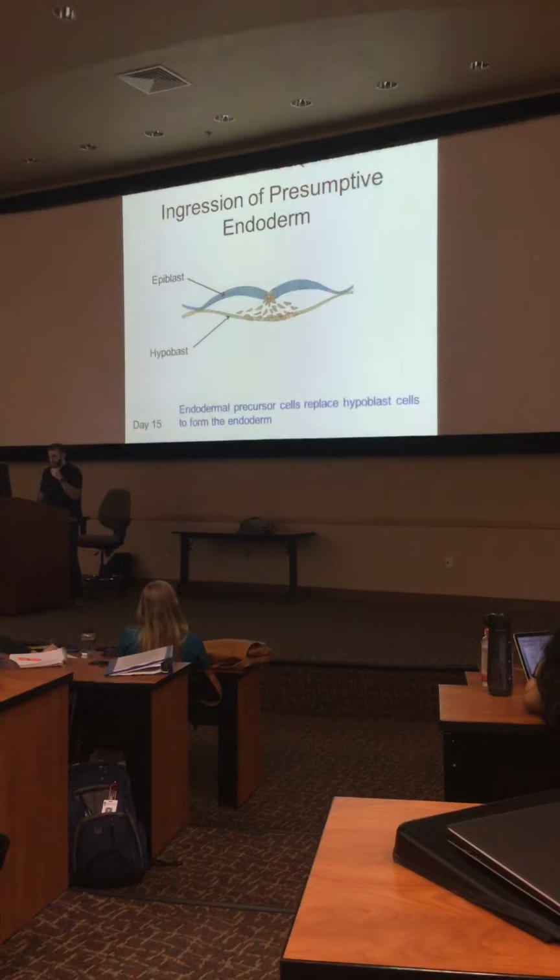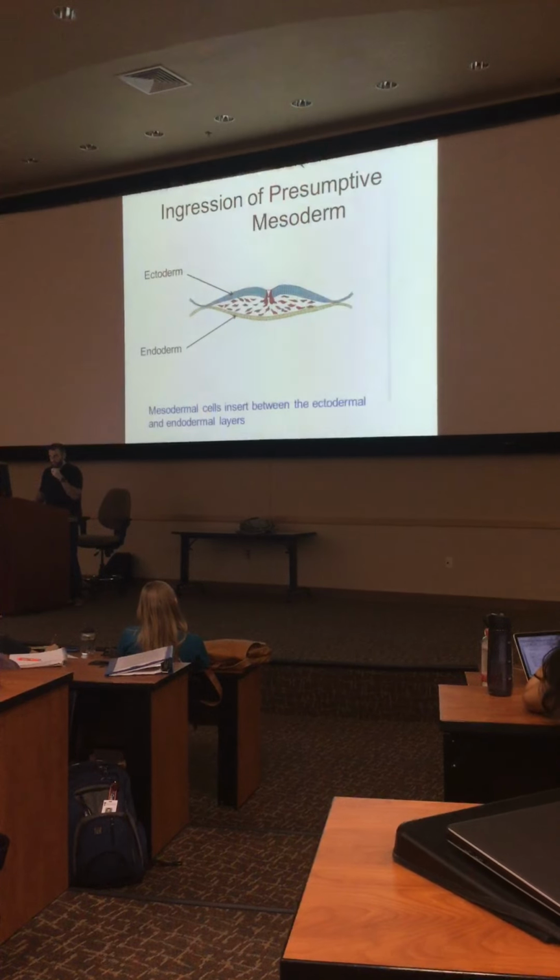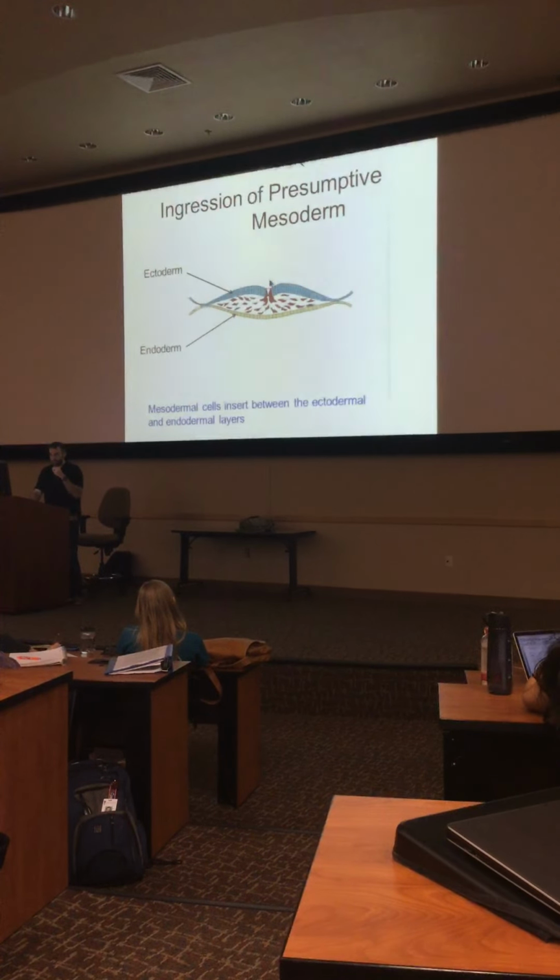The next couple of cells that do it are the ones that become mesoderm. They will occupy the space, they'll go left and right, but they will go all the way deep as possible. And they will just fill in all the space in between where the ectoderm and endoderm are. Okay?